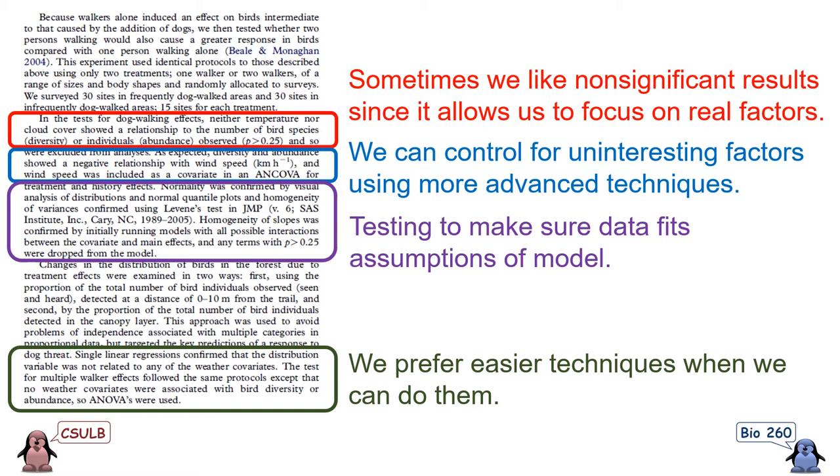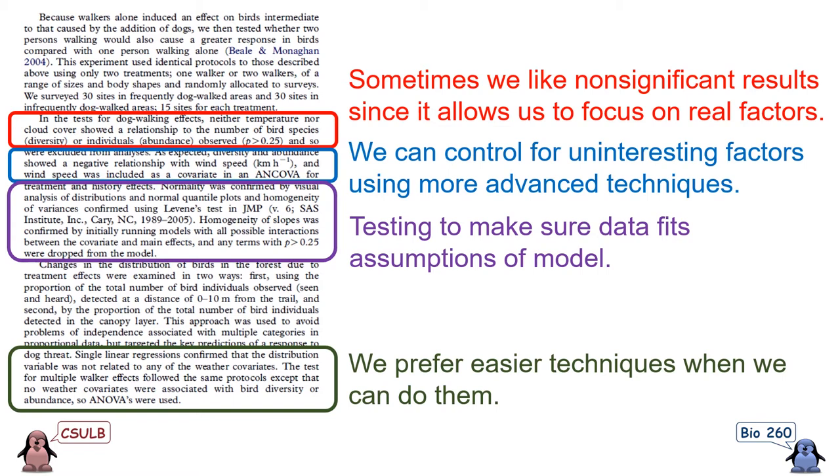In the purple box, you can see the researchers testing their data for normality and equality of variance, which they call homogeneity of variance, using the Levene's test. In this class, you have learned Excel and R. These researchers used SAS. You can see that they did a number of tests to determine whether factors that may have been important were or were not, and then eliminated the ones that were not significant, as indicated by a p-value larger than 0.25.